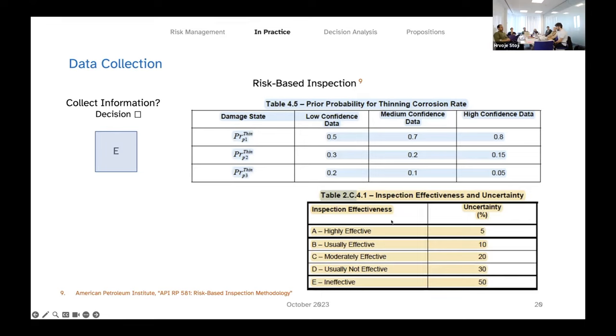Again, they discretize here. They talk about five categories of inspection effectiveness and assign a value. It's purely up to the engineer to decide where he is here. There's a little bit of guidance. And then their prior distribution is, again, from a lookup table based on this.